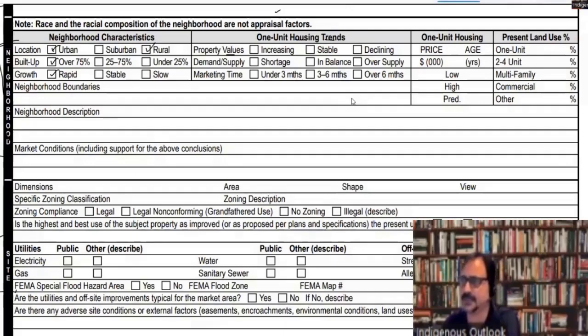But if it is rural, 25% with slow growth, is it possible it could be increasing? Very hard. There is no growth there. Built up area is 25%. There is a lot of land available. Why, how would property value go high? Never. It could be stable, which is not very acceptable, but declining is fine. Property is obviously going to decline. Nobody is going and living there, right? So stable and declining are still acceptable.